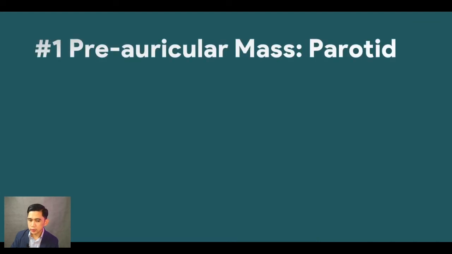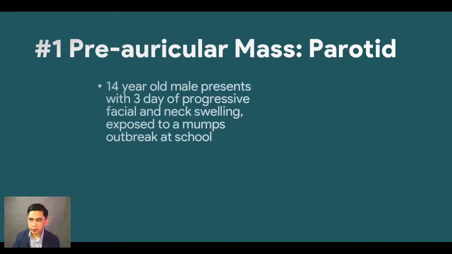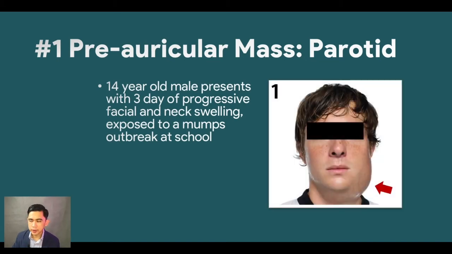Let's go first to our first patient. The pre-auricular mass is a parotid mass. This patient is a 14-year-old male who presents with a 3-day history of progressive facial and neck swelling, and he was exposed to a mumps outbreak at school. So we will have a higher suspicion that this patient has mumps.